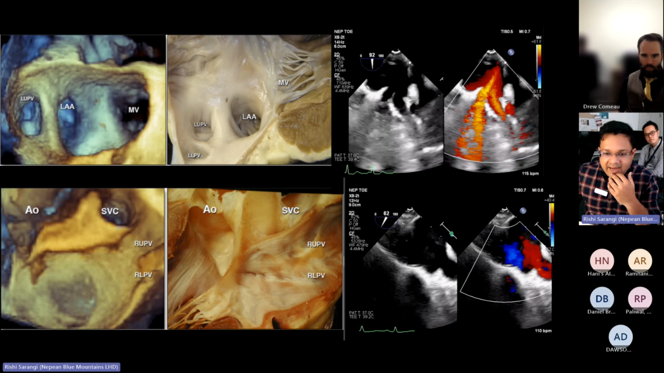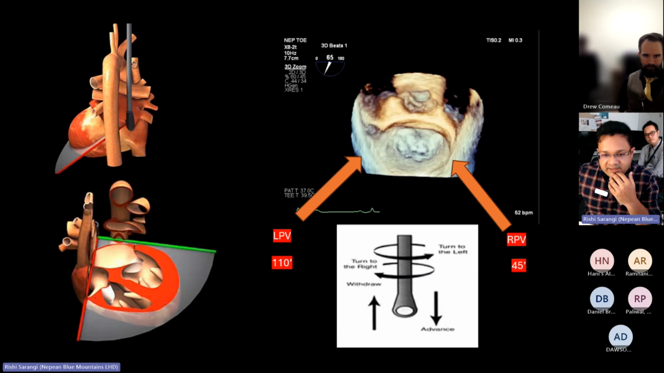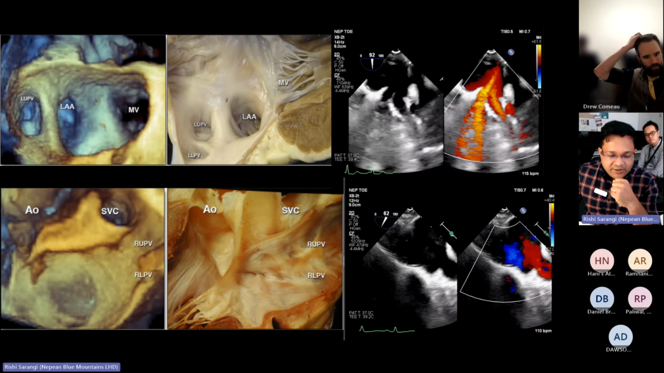Similarly, when you're looking at the right side, the right-sided pulmonary veins are here. I need to rotate clockwise and then look towards the extreme right, somewhere around the 5 o'clock position. This is the anatomy I'm hoping to get. So this is the mitral valve, this is the left atrium over here, and the right upper and lower pulmonary veins are entering into the left atrium.